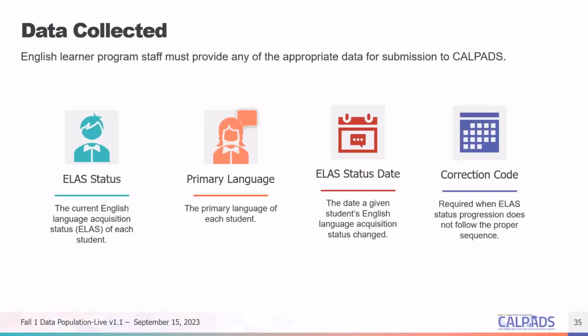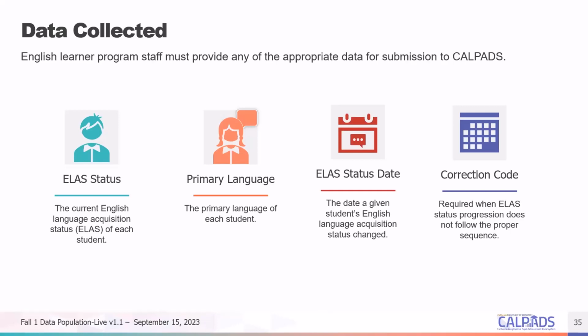When performing CalPADS work in the SELA record, you'll want to ensure that you have all of the information on this slide from your English Learner Services department, including the English language acquisition status, primary language, status start date, and correction code if applicable. We recommend reaching out and letting your English Learner Services staff know what you'll need now if you have not already.